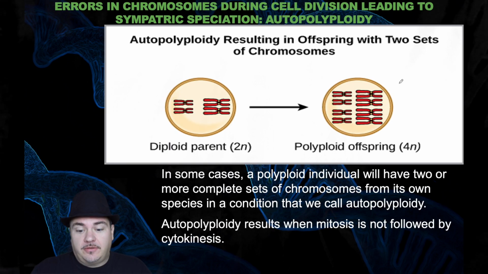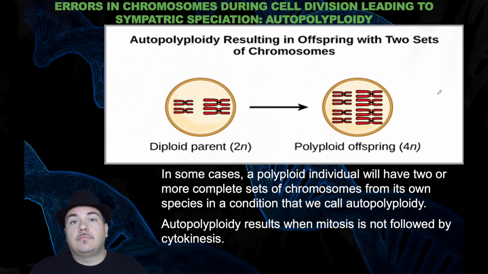Or another error during cell division is called polyploidy. That's when you have an entire extra set of chromosomes. So for example, let's say you start with an organism that's diploid. Remember, that means they have two of every type of chromosome. Now, an error happens during cell division where the chromosomes don't separate. They actually stay together. And then you can get an offspring that is polyploid, in this case tetraploid. Instead of having two of every chromosome, it has four of every chromosome.